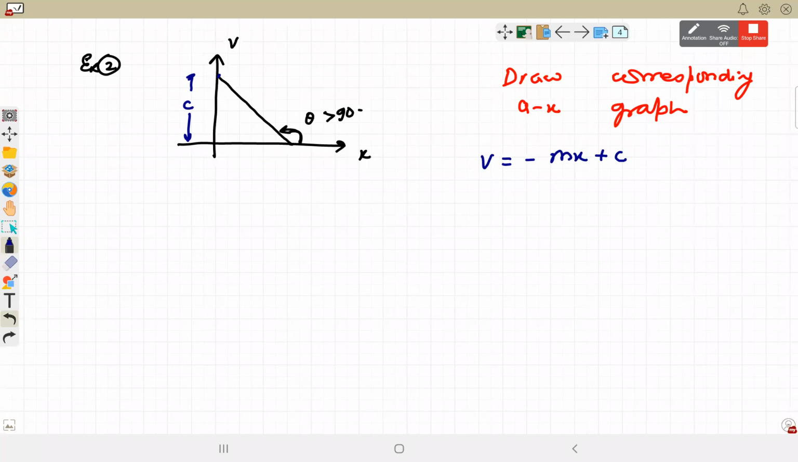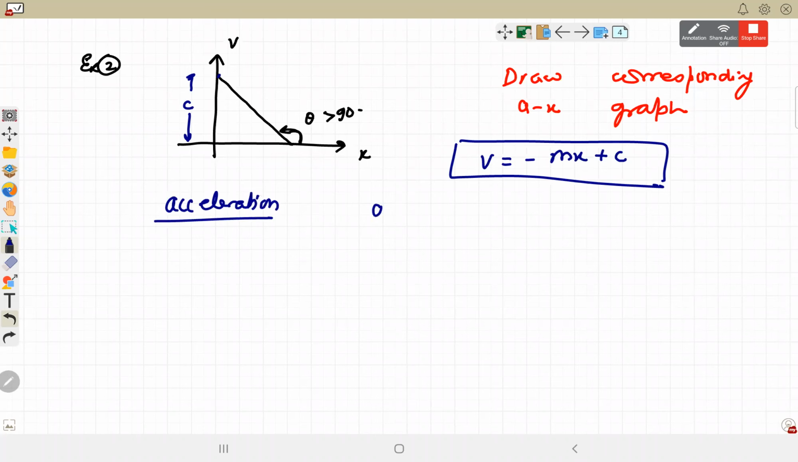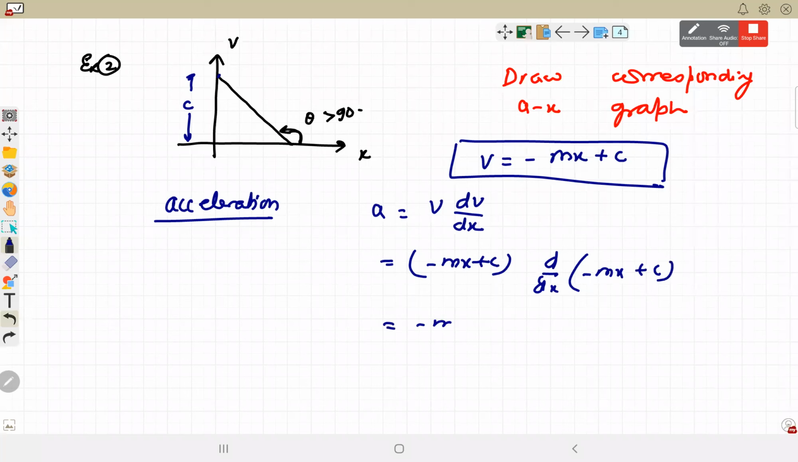positive. Correct? So this is the equation of this line, negative slope, positive intercept. Draw the corresponding acceleration position graph. So for that, we have to calculate acceleration in terms of position. Velocity is minus mx plus c. And then we differentiate this, minus mx plus c, and when you further differentiate, this becomes minus m.